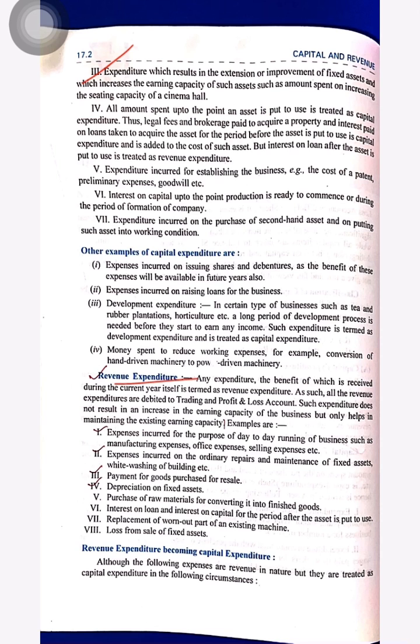Now let's come to the revenue. Revenue expenses means day to day running of the business. Suppose we have spent some amount in whitewashing of the building, that will be revenue in nature. Basically, capital nature items are those items which will give you long term satisfaction, and revenue nature items will give you short term satisfaction, means they are recurring in nature.